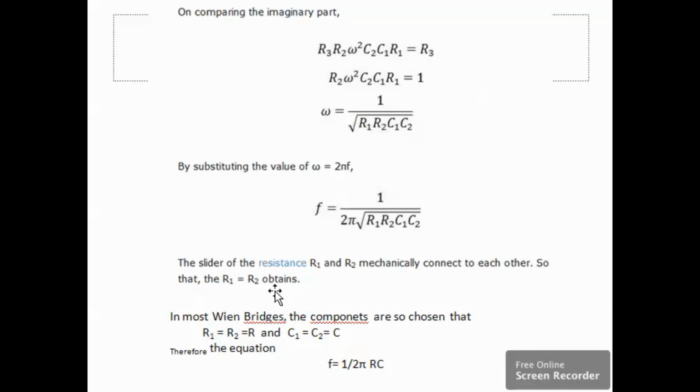In the schematic diagram, the first and second arms of the bridge are connected mechanically. So R1 is equal to R2 is equal to R and C1 is equal to C2 is equal to C. Therefore, the equation becomes f is equal to 1 by 2 pi RC. Thus, we can find out the frequency of the system.